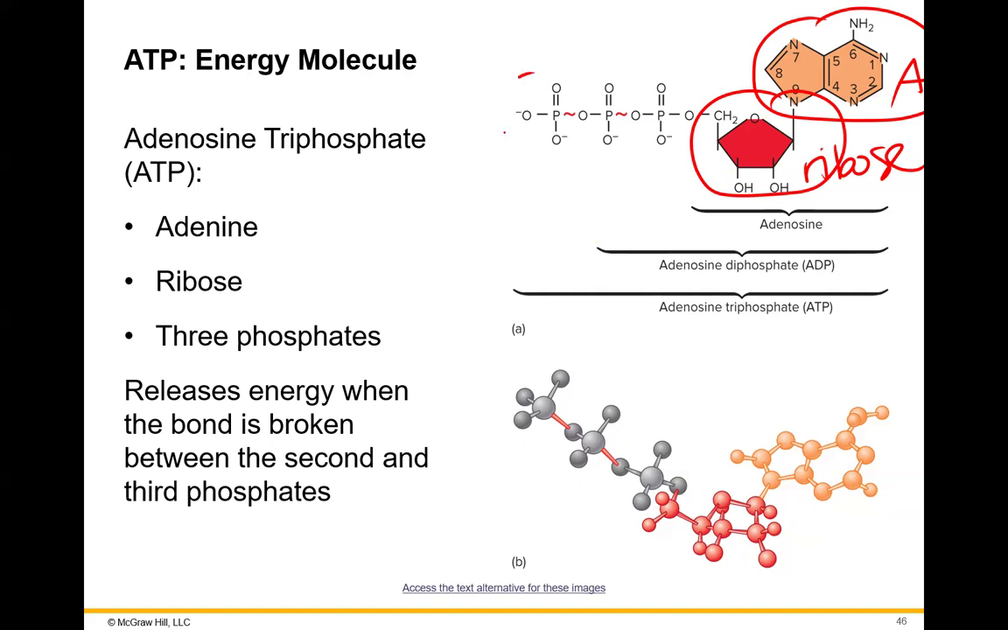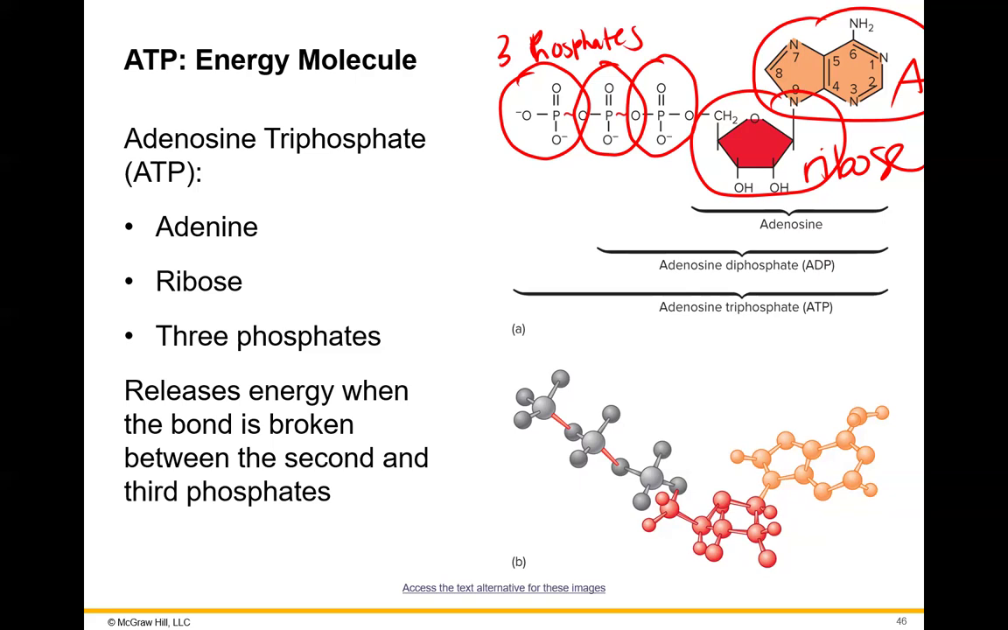Now look at these guys. This is negative charge. This is negative charge. This is negative charge. Three phosphates. Each of them has a negative charge. If I put three south poles of magnets all next to each other, are they going to like that situation? They're almost going to be pushing apart, right? Negative pushing apart against negative.